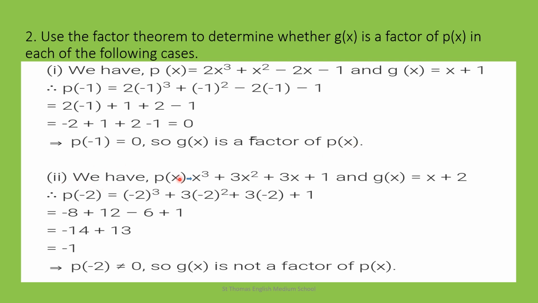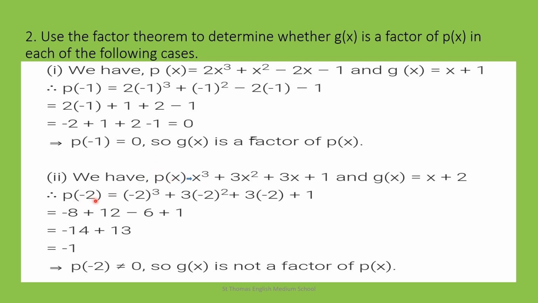We have p of x equal to x cube plus 3x square plus 3x plus 1 and g of x equal to x plus 2. So first you will find the 0 of g of x. For that you are equating this to 0. You are getting x equal to minus 2. So you are replacing x by minus 2 in the given polynomial p of x.